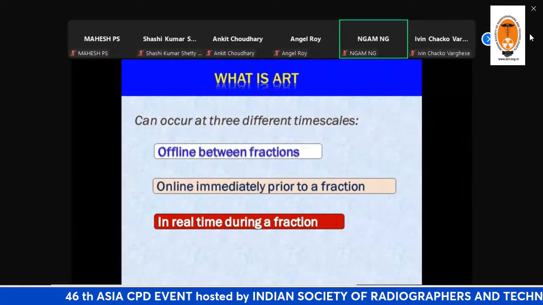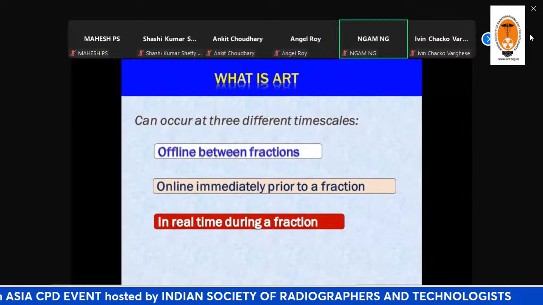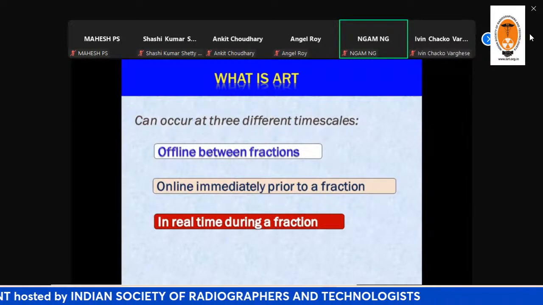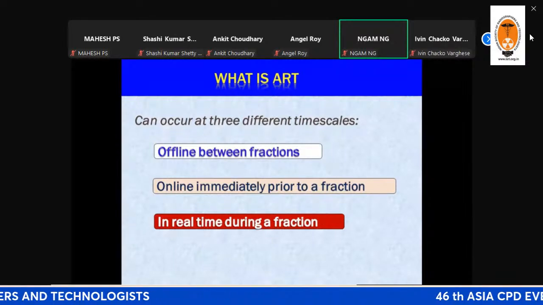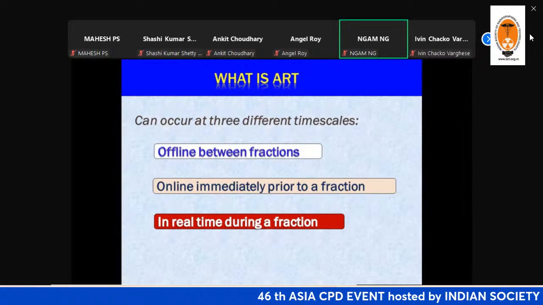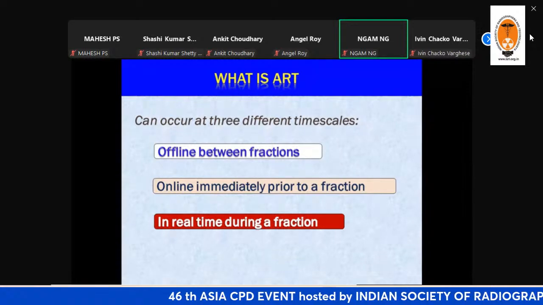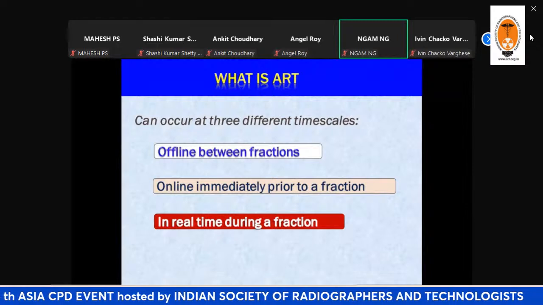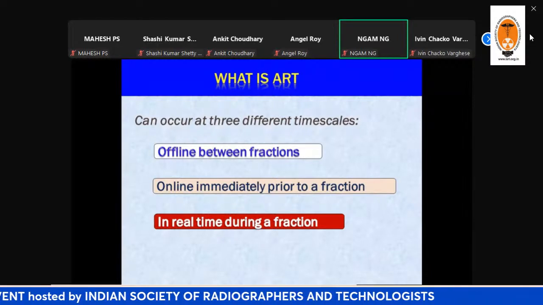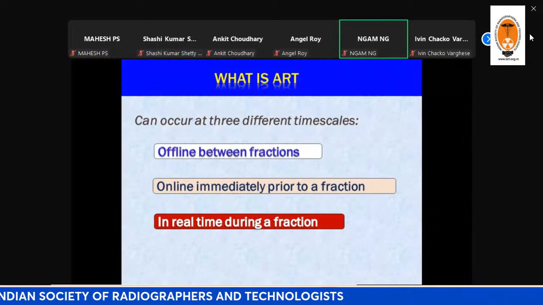And in real time, during a fraction, during the treatment delivery, the best example is gated tumors, or we can say when we track the tumors, that is, moving tumors, in the case of lung tumors and liver SBRT. At our center we have an ExacTrac system where we track the tumors, and any changes can be accounted for during the course of the treatment.